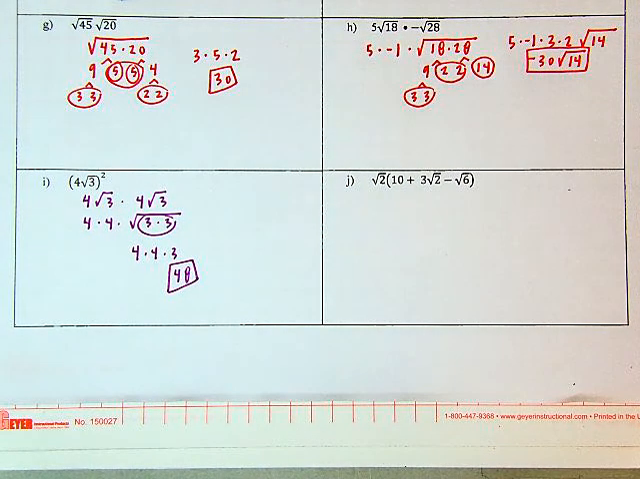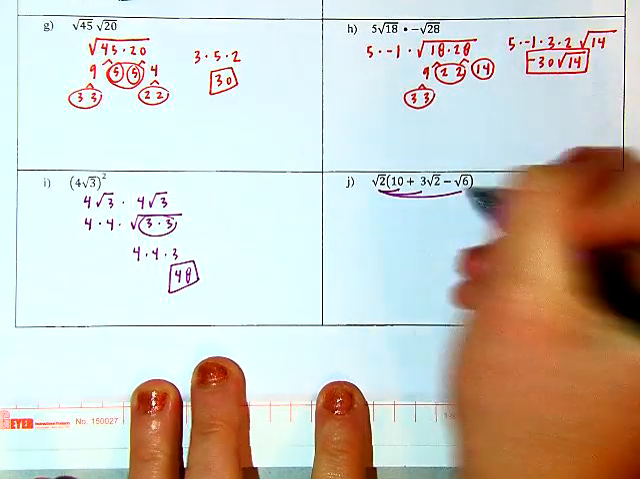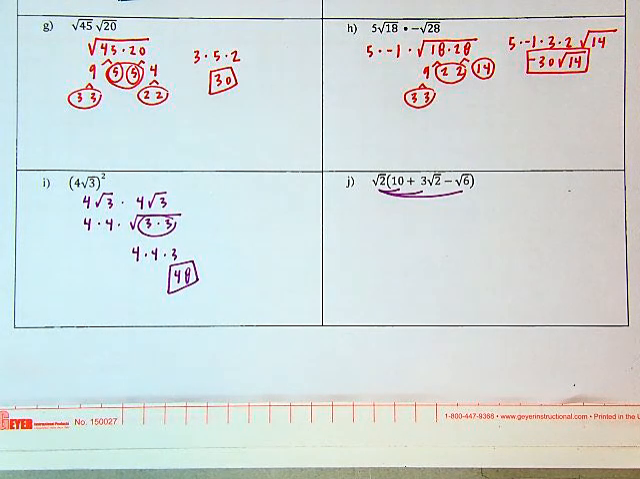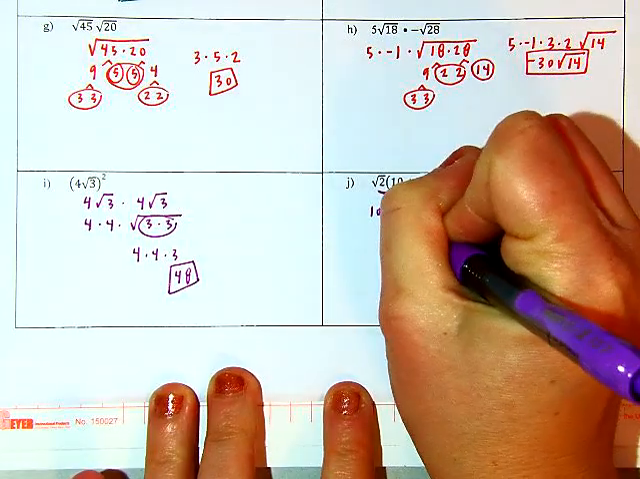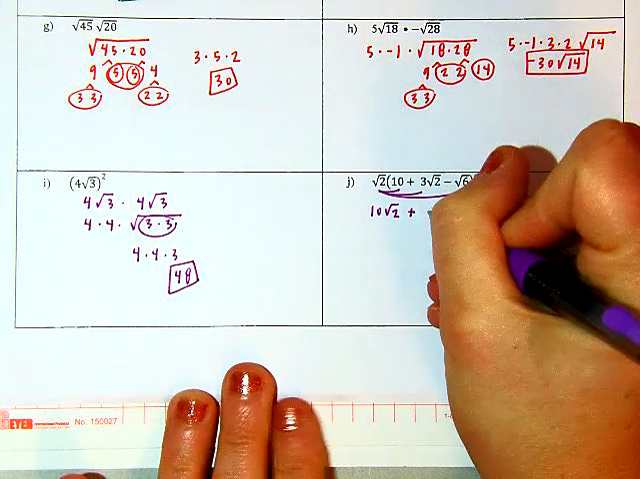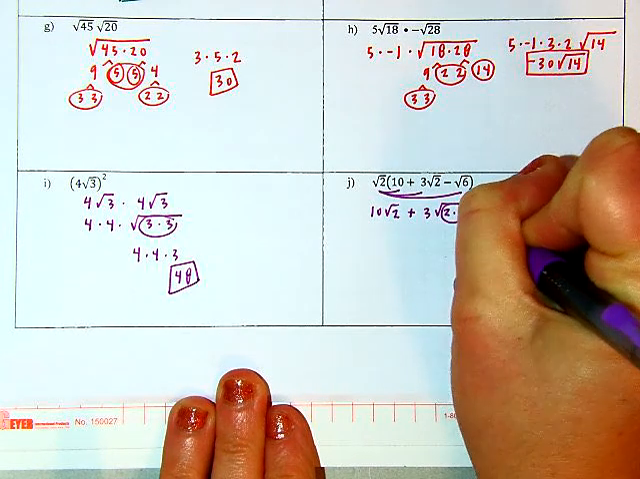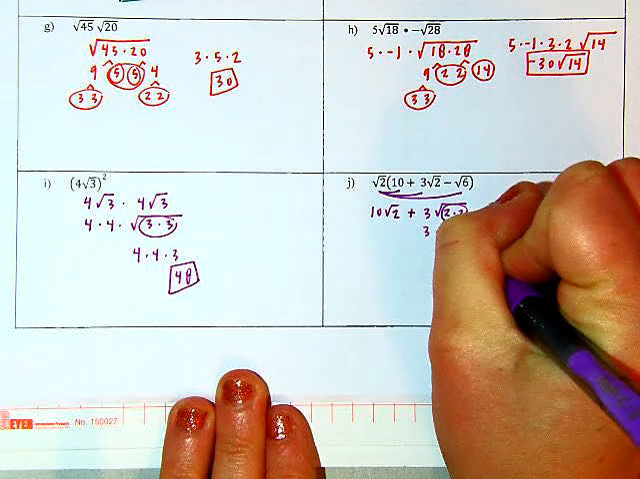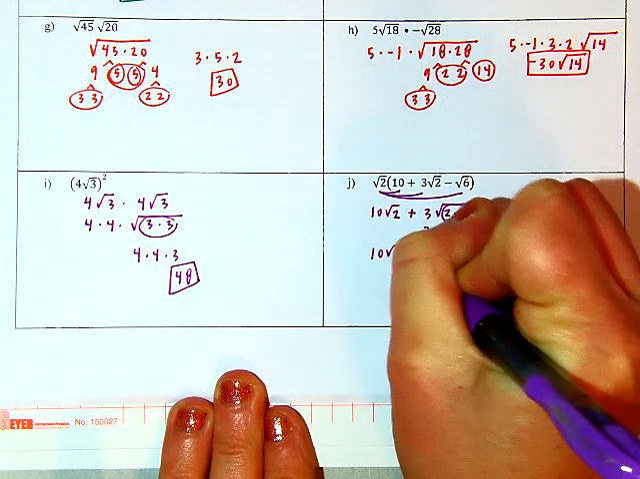Okay, last one, J, I have to distribute that square root of 2 over the 3 terms that are in the parentheses. So I'm going to show that I have to distribute like so. So when I multiply the square root of 2 times 10, I get 10 root 2. When I multiply root 2 by 3 root 2, well, that's like saying 3 times root 2 times itself. It's going to give me a pair right there. It's like saying 3 times 2, which is 6. So right now I have the 10 root 2 plus 6.